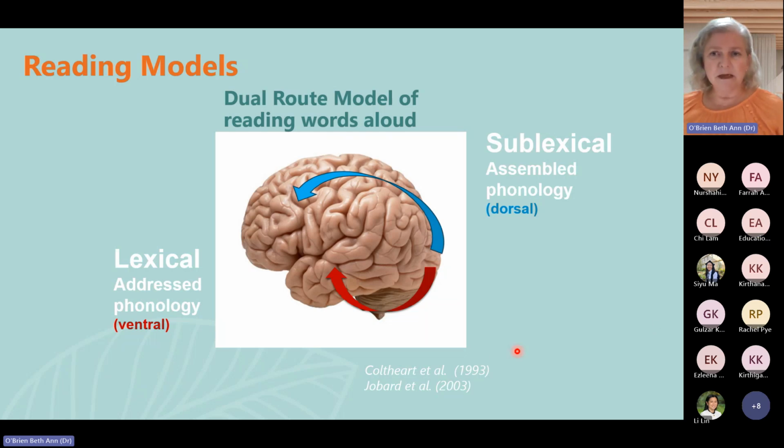The other route in this model is what's referred to as addressed phonology. And this is where the reader would come up with the whole word's phonology rather than parsing it sound by sound. So this involves addressed phonology that links the pattern of letters all together to identify the whole spoken word form. This processing is at the word or lexical level, so sometimes it's then referred to as the lexical pathway, and it's also shown to be associated with a neural path in the ventral areas of the brain involving more temporal lobe areas as well as temporal occipital parts of the brain.